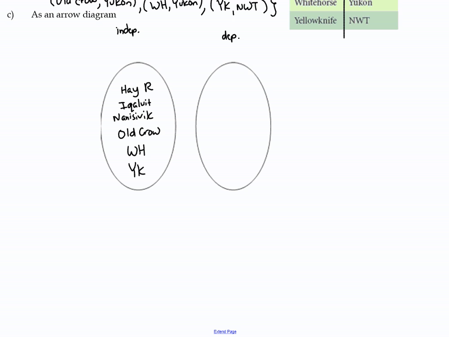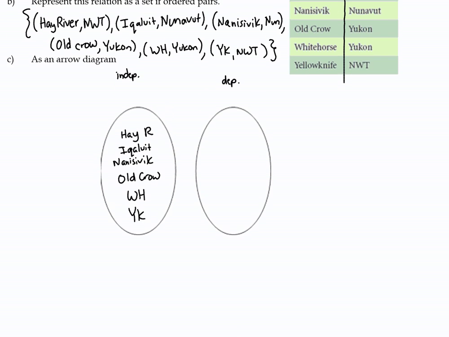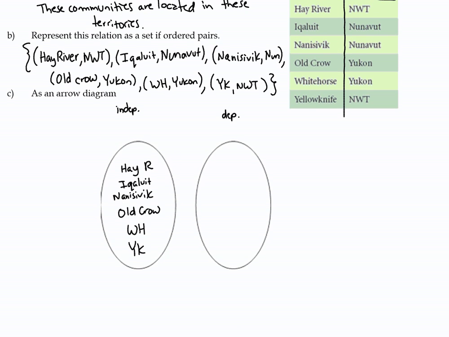Yeah, I'll go. And then, how many times am I going to write Northwest Territories? Once. Now, usually you go alphabetically, but I'm not going to be too picky about that. Nunavut, we're only going to write once. And then what else do we have to write? Yukon. Okay.